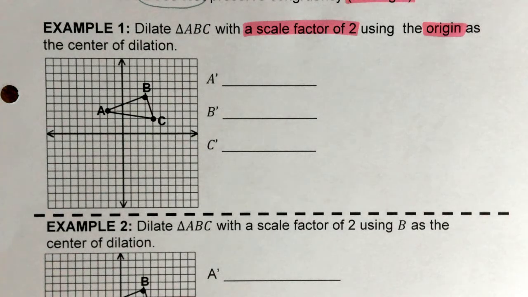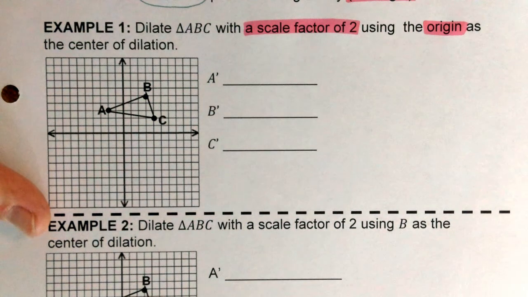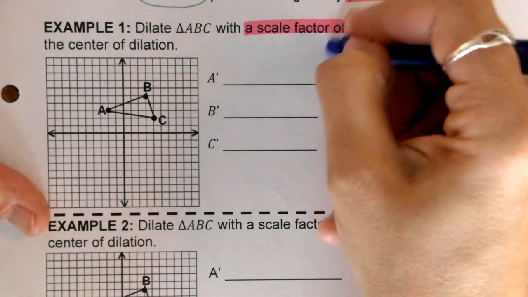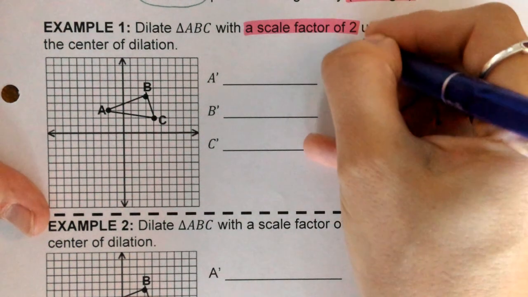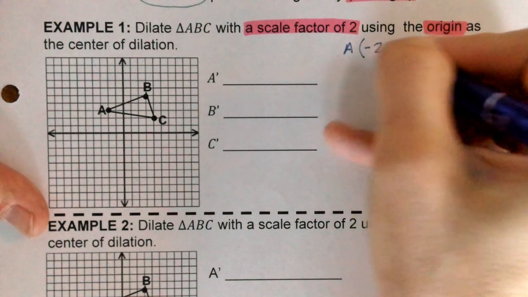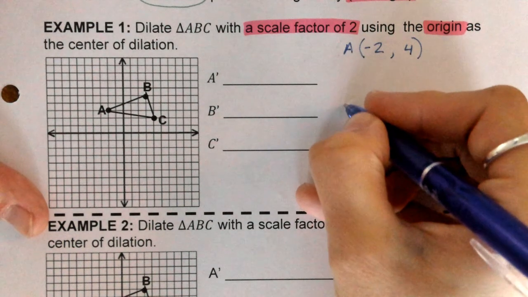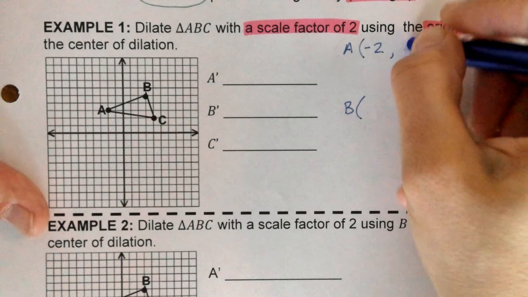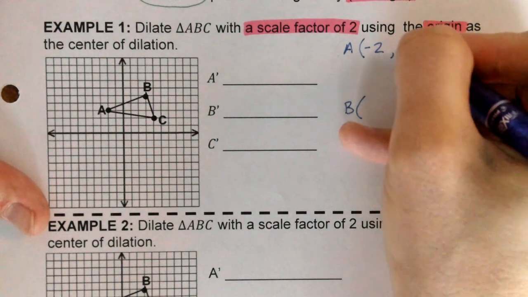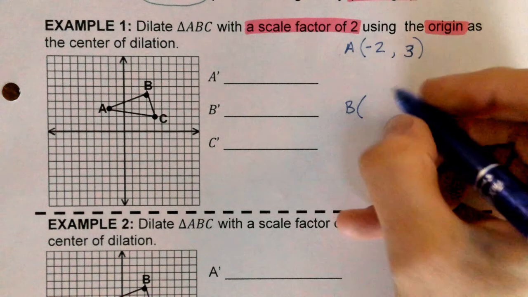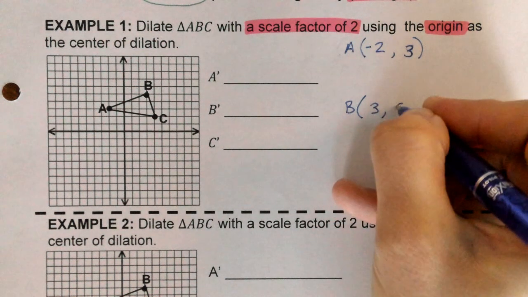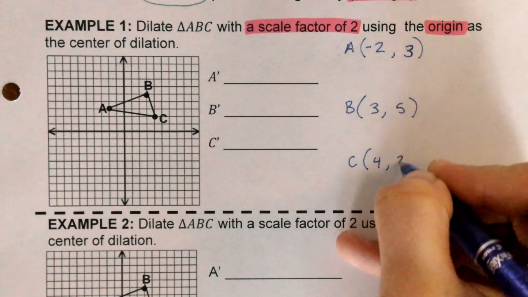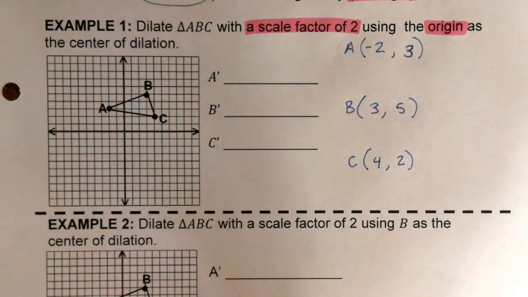But here, in my opinion, the easiest way is to go ahead and find our coordinates. A is at -2, 3. Sorry, it's not -2, 4, it's -2, 3 where A is. I did this in one of my classes too. B is at 3, 5. And C is at 4, 2. Those are the coordinates of our pre-image points.